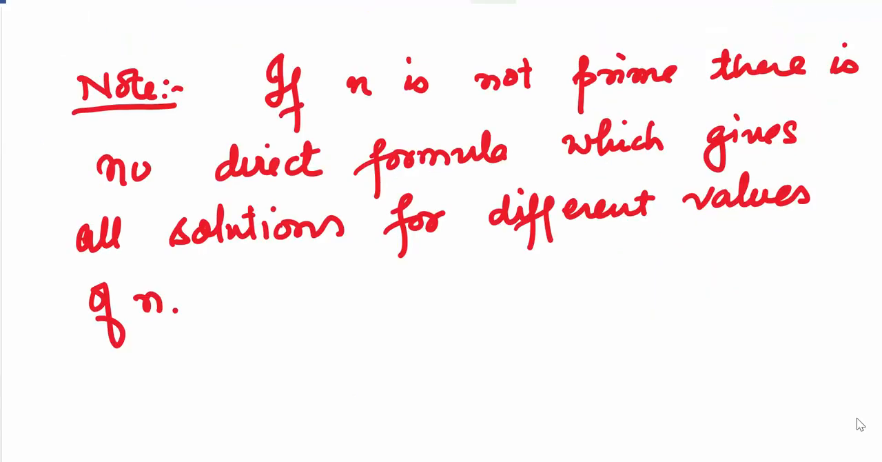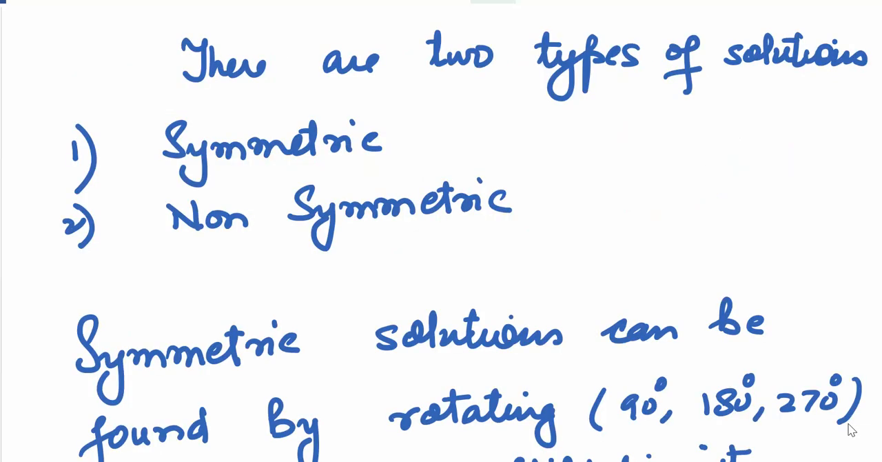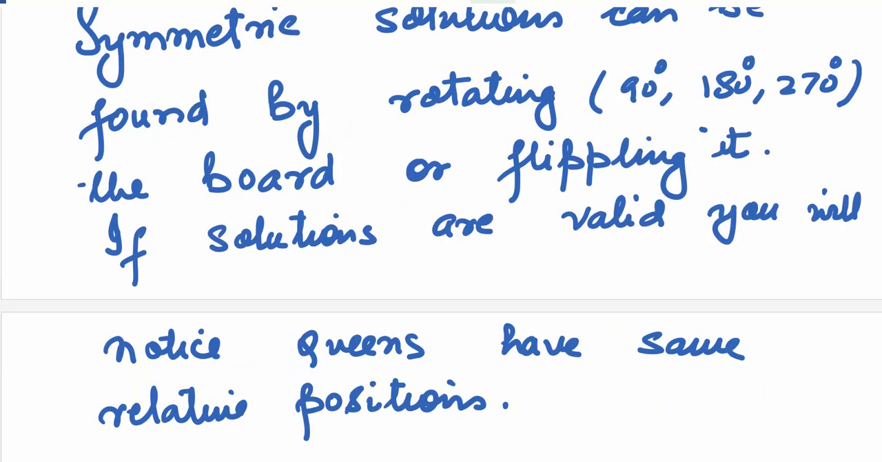You just saw when n is prime, we have a formula for finding the solutions. But when n is not prime, there is no direct formula which gives us all the solutions for different values of n. Another thing to note, there are two types of solutions, symmetric and non-symmetric. Symmetric solutions can be found by rotating the board 90 degrees or 180 degrees or 270 degrees, or by flipping it. By flipping we mean finding the reflection. I'll just show you what we mean by that. If the solutions are valid, you will notice queens have the same relative position.